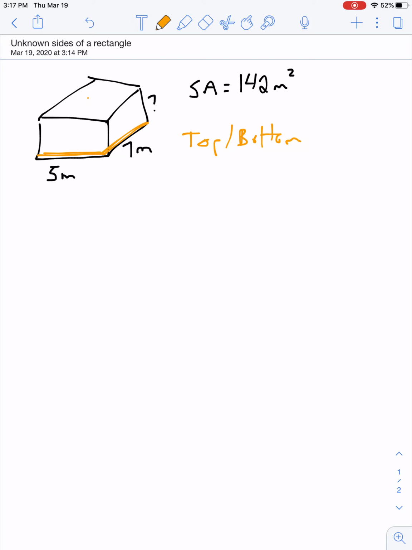by simply looking at them as being rectangles and recognizing that area will be 5 times 7. So I know my area for one of those sides is 35 meters squared. Now again, if I know the bottom side, I can know the top side as well, because it's exactly the same. So this time I'm just going to times it by 2 instead of doing 35 plus 35. That means in total, the top and the bottom take up 70 meters squared of this 142.